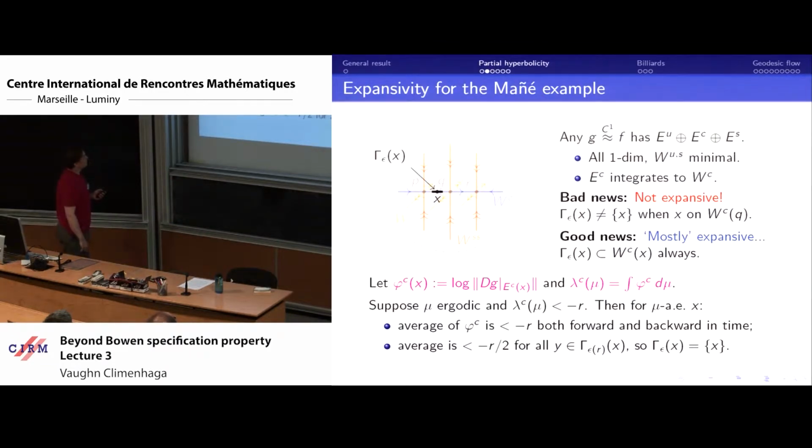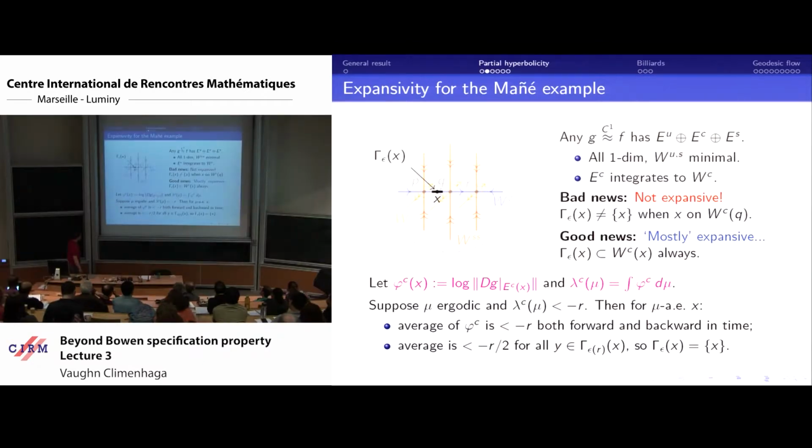So let phi c denote the log of the derivative in the center direction. Working with one-dimensional center, the main reason we want to work with one-dimensional center is that then this is just nice and additive and you don't have to worry about these mostly expanding, mostly contracting kinds of conditions. And we can just take the Lyapunov exponent, the center Lyapunov exponent of an ergodic invariant measure by integrating this.